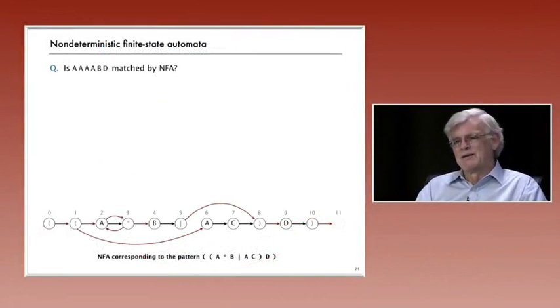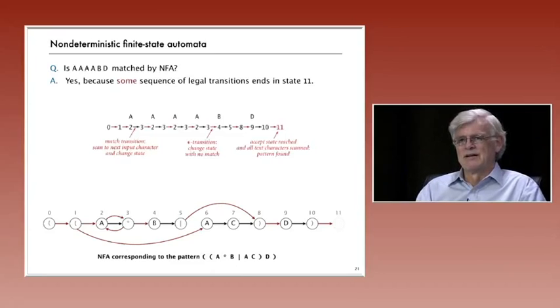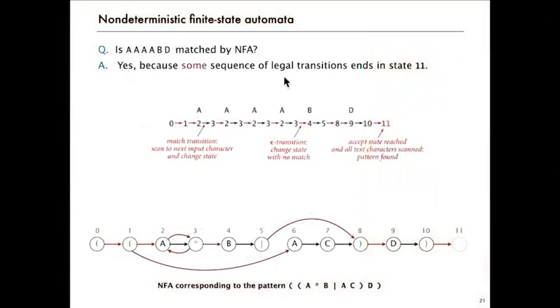So let's just make sure that everyone's got the concept down. Say we have the question, is 4 A's followed by B D accepted by this NFA down here? And the answer is yes, because there is a sequence of legal transitions that ends up in state 11. So in this case, we'll take an epsilon transition from 0 to 1 to 2. And then we've got 4 A's, so we'll chew up 4 A's. 1, and then go back. 2, and then go back. 3, and then go back. 4, and then we'll be in state 3.